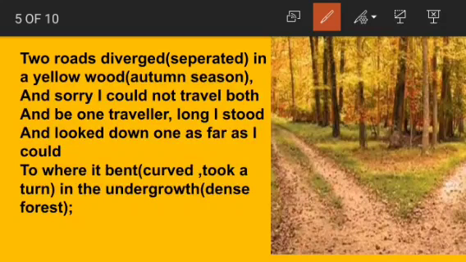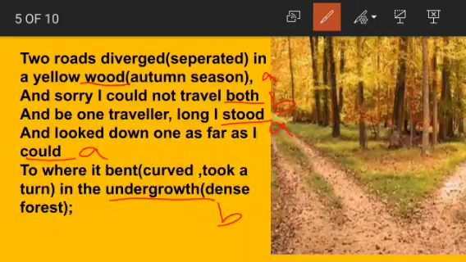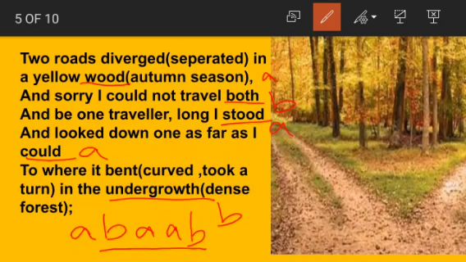Let us see the different literary devices, the poetic devices used in the poem. First, the rhyme scheme. The rhyme scheme is because of the rhyming words like would, stood, could, isn't it? It becomes A, B, because both doesn't rhyme. A, B, A, B. Okay? So would, stood, could is rhyming. Both and undergrowth are rhyming. That is why the rhyme scheme is A, B, A, B. This becomes the rhyme scheme.